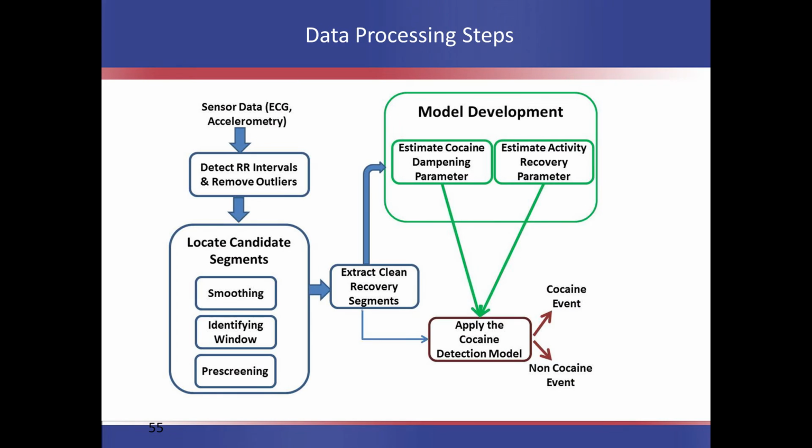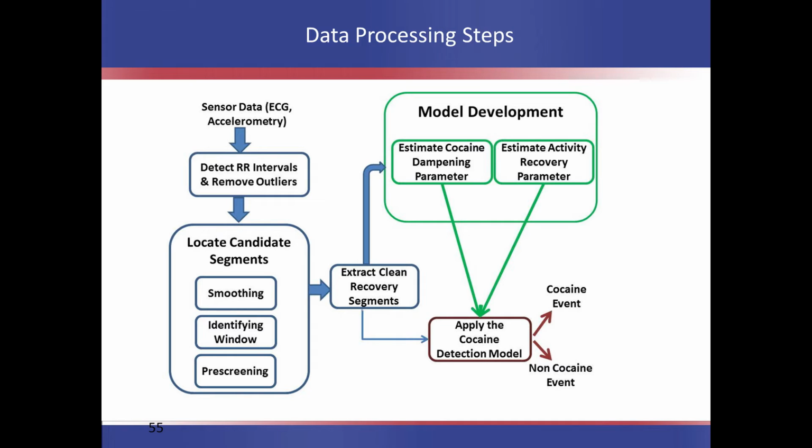So in summary, the entire set of steps is: we get the sensor data, we detect the R2R intervals and remove the outliers, we locate the candidate segments, and we do the smoothing to locate the beginning and end of those episodes of cocaine effect. Then we identify the window, and we pre-screen it. If the window that we located is not wide enough or deep enough, it may not be due to cocaine; it may be due to a short activity episode. Also, if the window is wide but the entire activation can be explained by accelerometry, then we pre-screen it out.